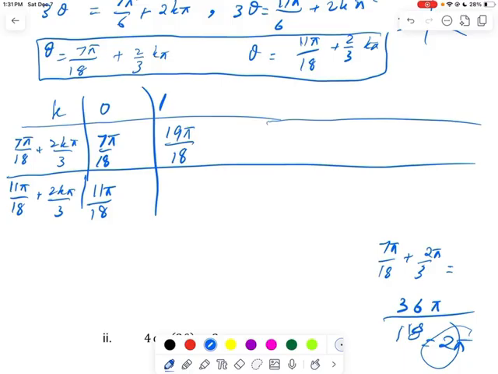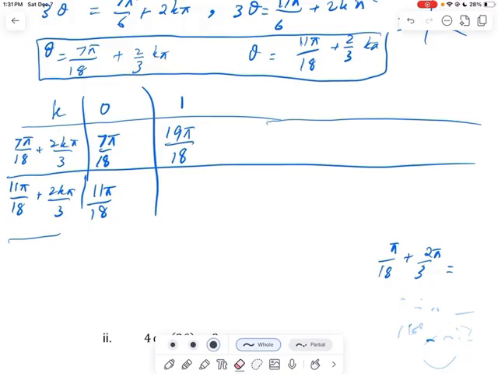So now plug k is equal to 1 in the other expression. So we get 11 pi over 18 plus 2 pi over 3. Instead of 7, now I have 11. So do the same thing here. So common denominator is 6, 6 times 2 is 12. 12 plus 11 is 23. So I'm getting 23 pi over 18.